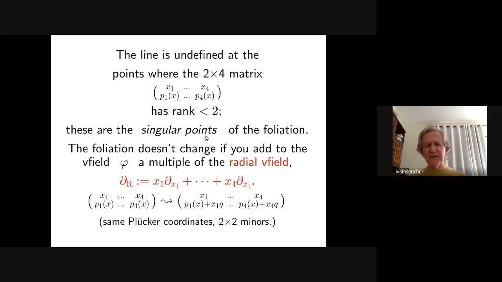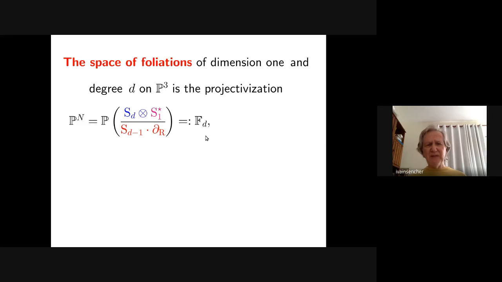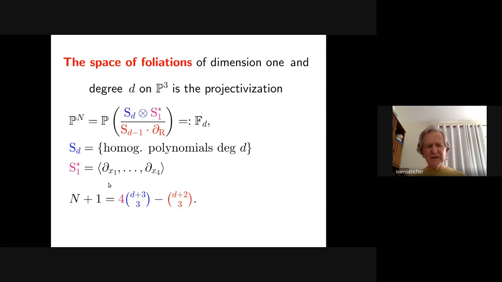That's almost unavoidable for foliations of dimension 1 in P3. And so you see that the space of foliations is this big projective space where you take the homogeneous polynomials of degree d as coefficients of these differential forms. I'm sorry, differential operators, partials with respect to the variables. So this n here is given by these binomial coefficients. I'm just counting the number of monomials. There are 4 of them because I'm taking this tensor product here.